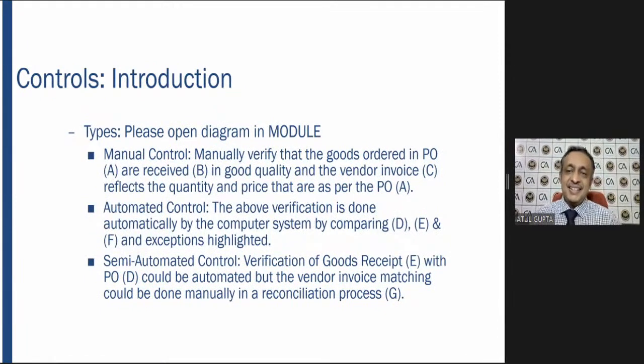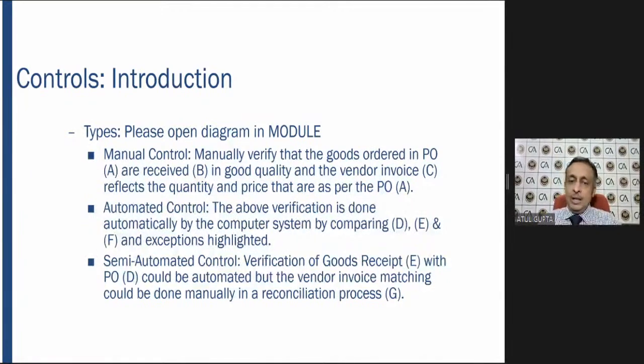So she's saying, sir, CA exam results pass has increased exponentially. Good. So manually verifying controls means that you verify goods ordered in PO are received, they are good quality, the vendor invoice is there, and it reflects the quantity and price as per the purchase order. So those become manual controls in the process.